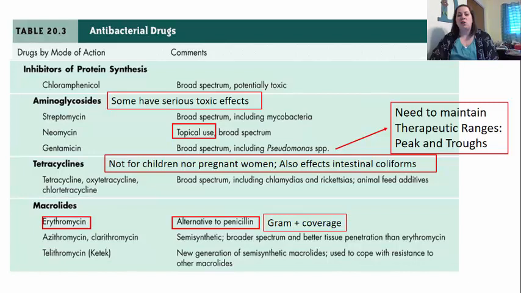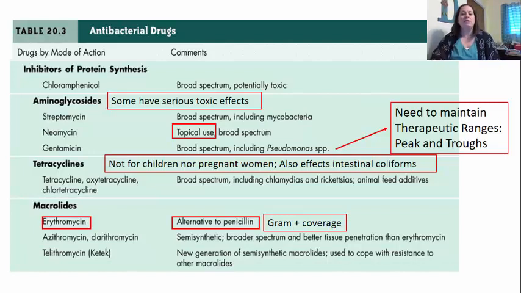Now, one thing to note about these, because they have serious toxic effects, we need to make sure that we maintain therapeutic ranges. This means that blood work needs to be taken pretty constantly to check for peaks and troughs, when the level is high versus when the level is low. We want to keep the level pretty moderated throughout their treatment to where they don't have these really highs and lows, because the highs are going to cause potentially toxic effects, and the lows are meaning that there's not enough antimicrobial in order to fight the potential infection.